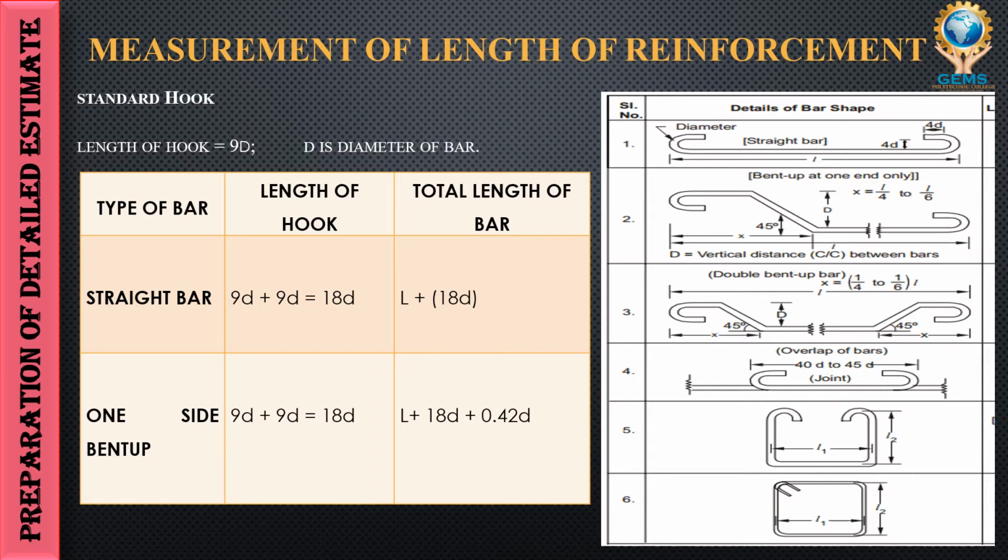So when calculating the total length of the bar, it will be length plus the length of the hook, 18D. Okay, so that is the total length of the bar.